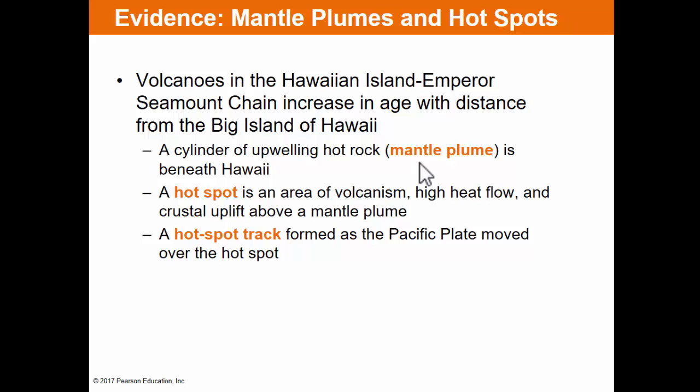So those islands, the entire chain, were formed as the Pacific plate moved over a spot in the mantle, a spot where there was a cylinder of upwelling hot rock known as a mantle plume. As that mantle plume pushed up, not as an elongated thing but just this one blob of hot mantle pushed up underneath the seafloor, it broke through the seafloor and created a seamount that eventually became an island. The youngest of those islands is the Big Island of Hawaii, down in the southeast corner. The oldest of the main islands is Kauai, up to the northwest, and then there are much, much older islands. So that upwelling hot rock is known as a mantle plume, creating a hot spot, an area of volcanism, high heat flow, and crustal uplift above the mantle plume. And that hot spot track is that line of islands that form.